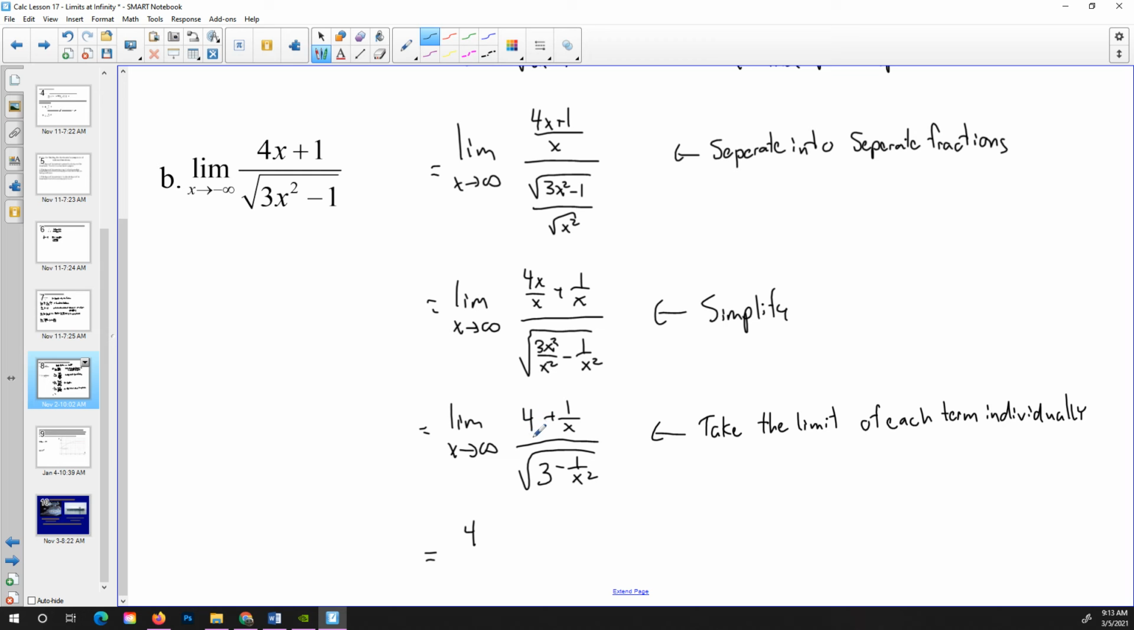The limit of 4 is going to be 4. The limit of 1 over x is going to be 0. The limit of square root of 3 is going to be the square root of 3, and then the limit of 1 over x squared is also going to be 0. So this thing is going to end up being 4 over the square root of 3, and we should write that properly and multiply by a funky 1. So we have 4 square root of 3 all over 3. That is going to be our limit.